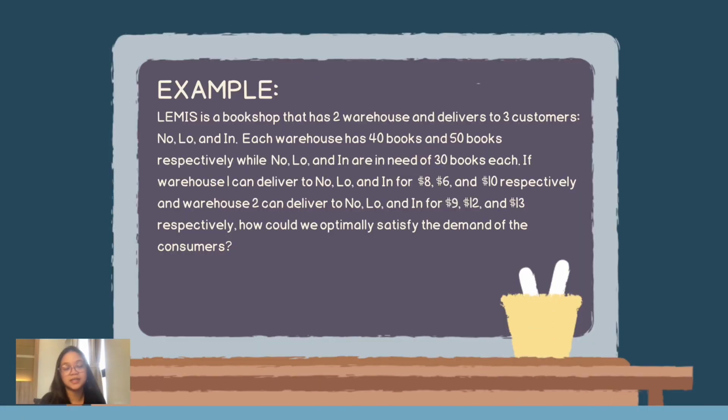Lemes is a bookshop that has two warehouses and delivers to 3 customers: No, Law, and In. Each warehouse has 40 books and 50 books respectively, while No, Law, and In are in need of 30 books each. If Warehouse 1 can deliver to No, Law, and In for $8, $6, and $10 respectively, and Warehouse 2 can deliver to No, Law, and In for $9, $12, and $13 respectively, how could we optimally satisfy the demand of the consumers? Now let's put that in a table so we can best understand it.